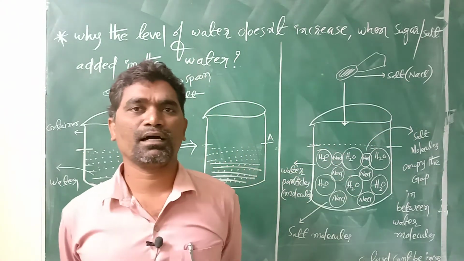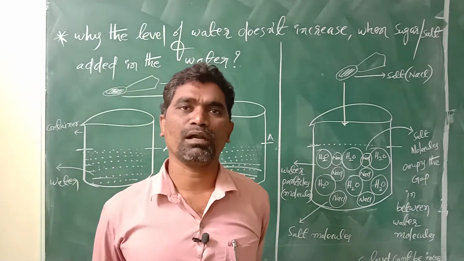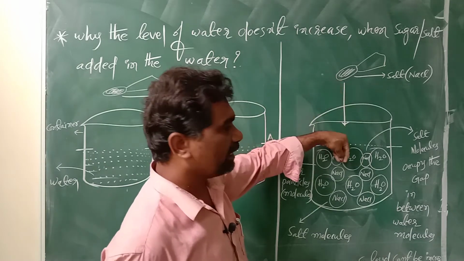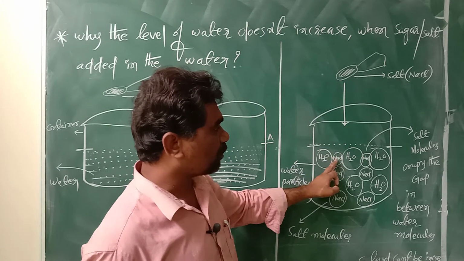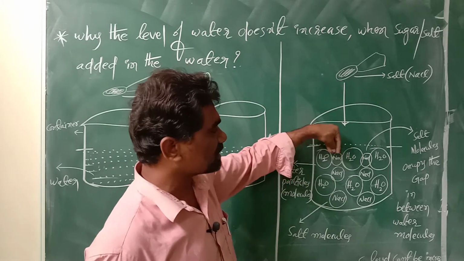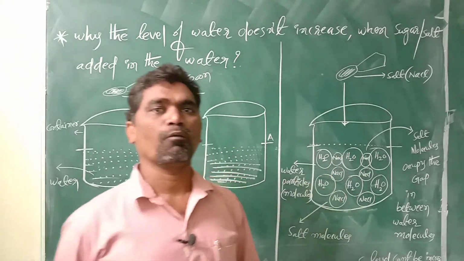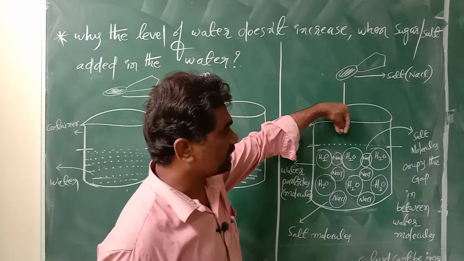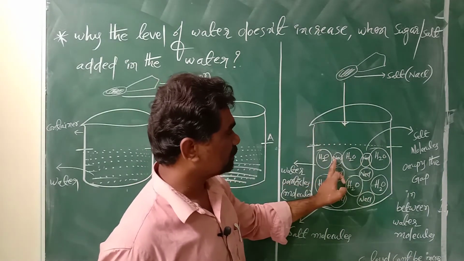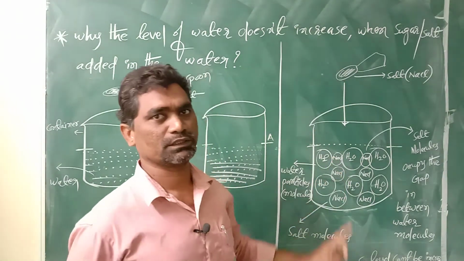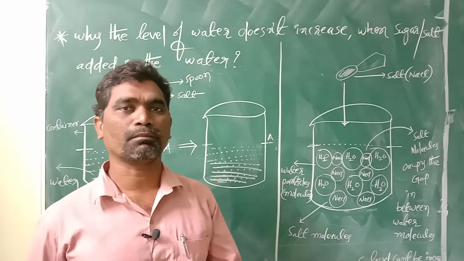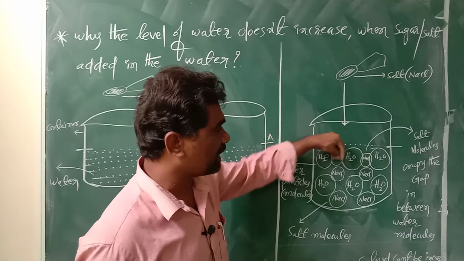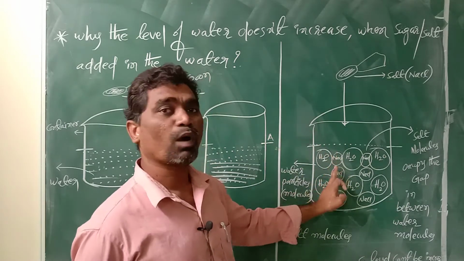salt is made up of particles which are called molecules. So whenever salt is added, the molecules of salt will occupy the space in between the gaps of the water molecules. Whenever salt is mixed, the molecules of salt, sodium chloride molecules, nothing but salt molecules, will occupy the space in between the gaps of the water molecules.